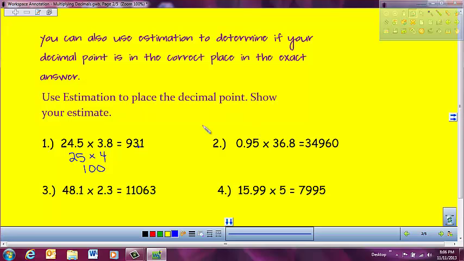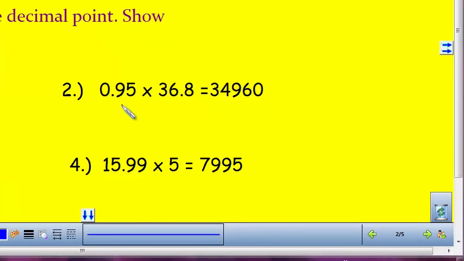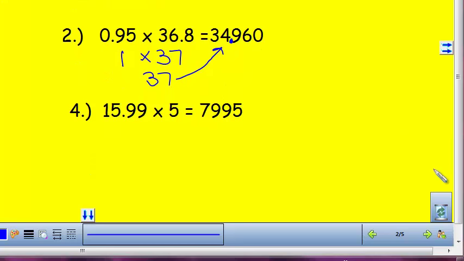Let's try number 2. And please make sure you're showing your estimate underneath. Instead of 0.95, let's round that to 1 whole. And maybe this, we could just go to 37. 1 times 37, we know it's 37. So if we look over at our digits here, if we put the decimal here, it's going to be 3,496. If we put the decimal here, we have 349.60. If we put it here, we have 34.9. And I think that's where we want it to be, as close to 37 as possible. Okay? Making sense?